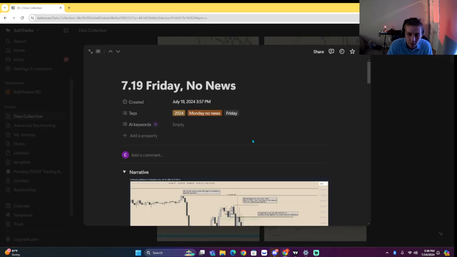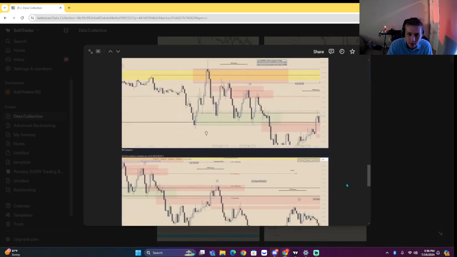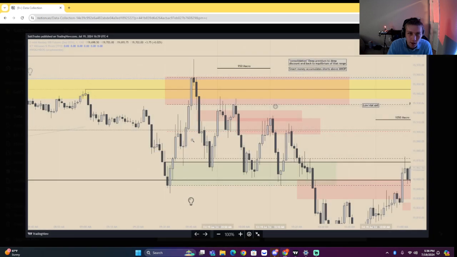Dang, I keep on exiting out. My bad. Here we have 950 macro on NQ. We've taken buy side liquidity. We then have a market structure shift here. Pull back, imbalance right there. Notice here 950 macro kind of consolidates.